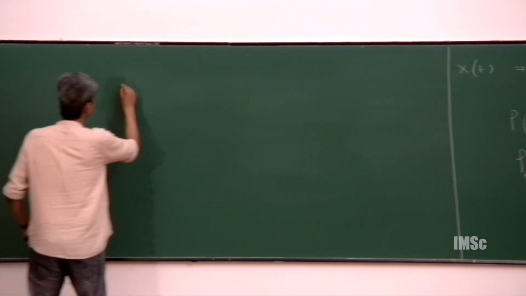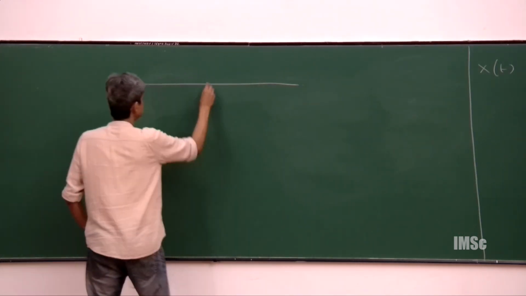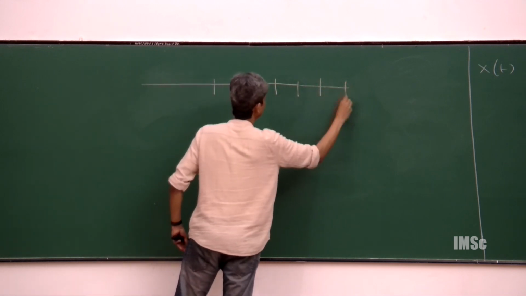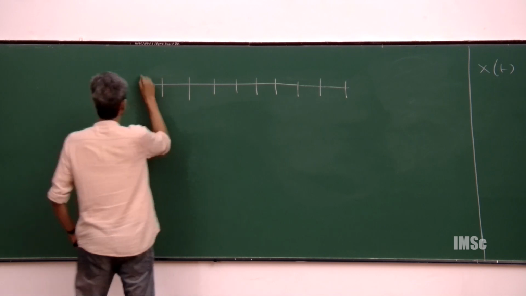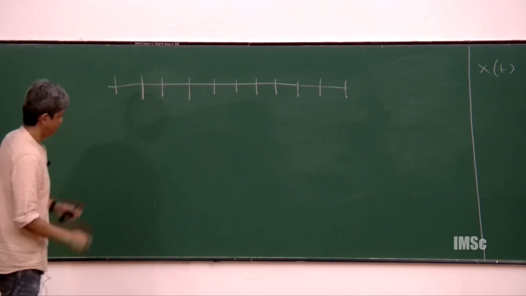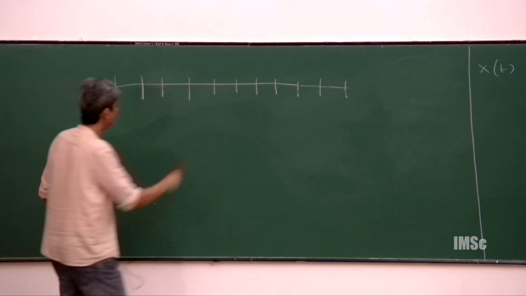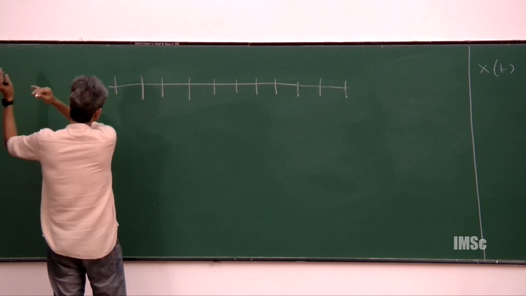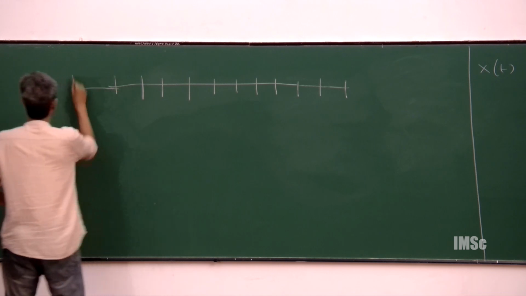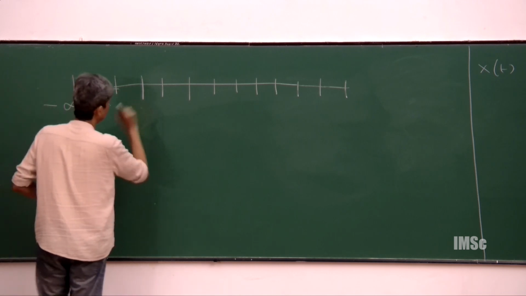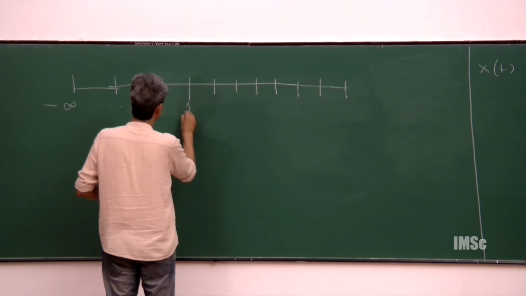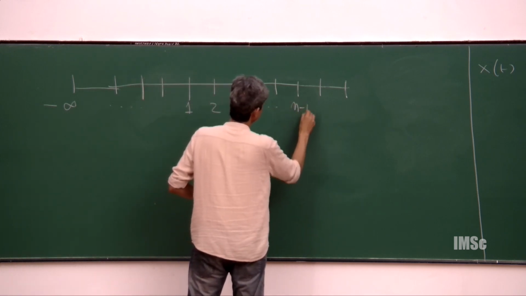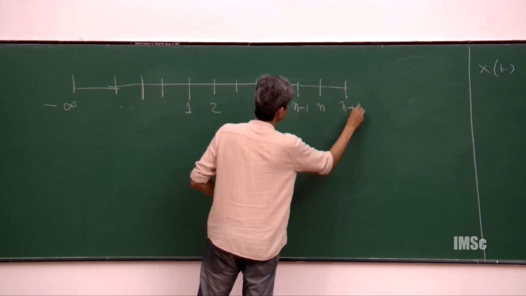So let us think of, I have a discrete line. I know the positions. So say it starts from minus infinity, say. Now this is the position 1. This is 2. This is n minus 1. This is n. This is n plus 1.